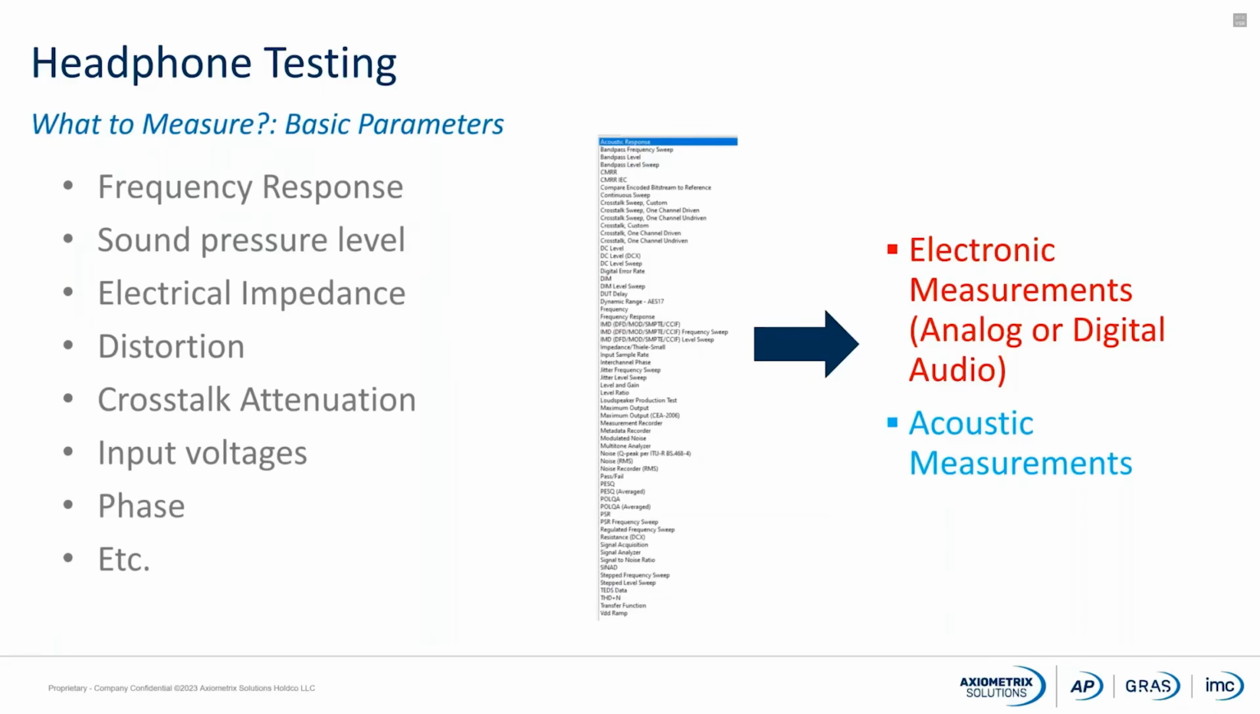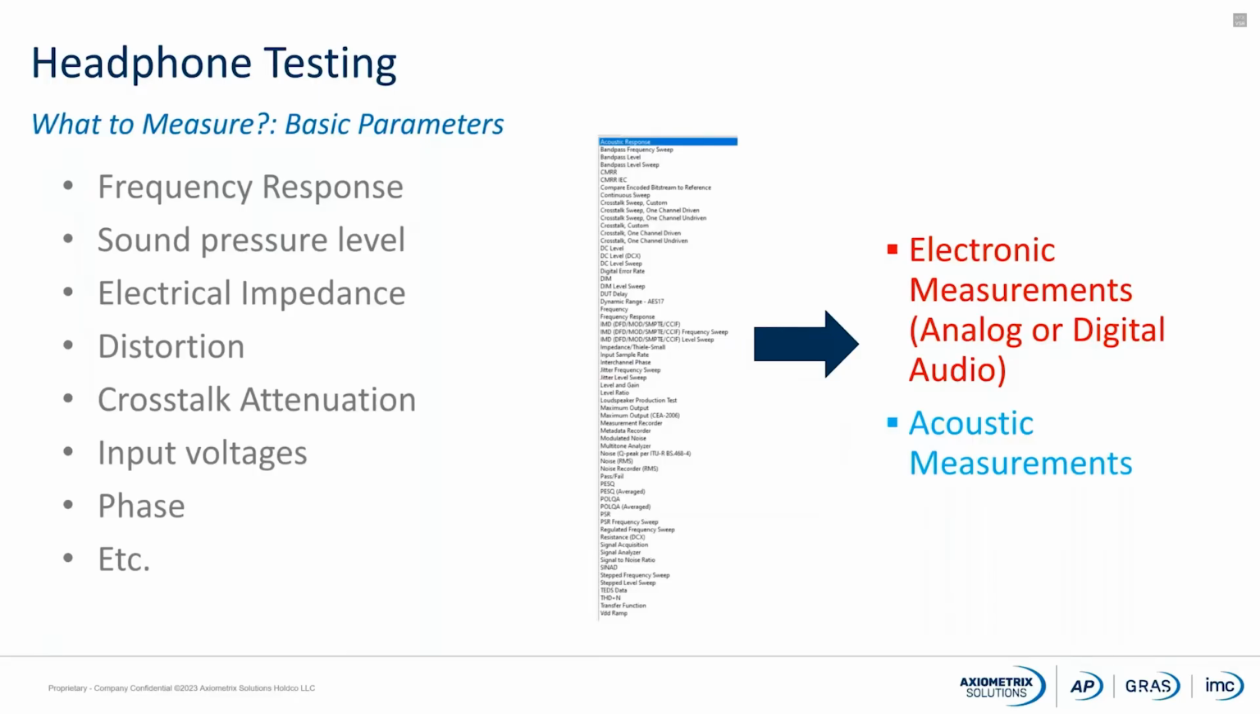We could perform electronic measurements for analog or digital audio. So it's not only analog audio, also digital, but also to perform acoustical measurements, and that is whenever we include a microphone and/or a loudspeaker into a signal chain. Of course, in the case of headphone testing, or at least for this presentation, we are referring to the acoustical measurements of the headphones. You can see in the middle here that we have a long list of measurements, and each of these measurements can provide many different results.